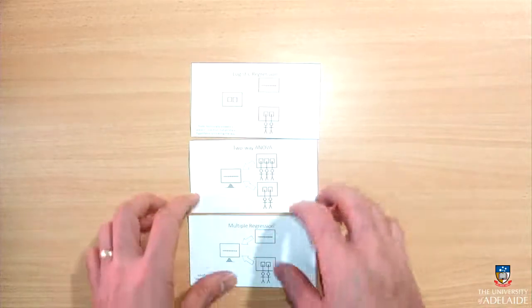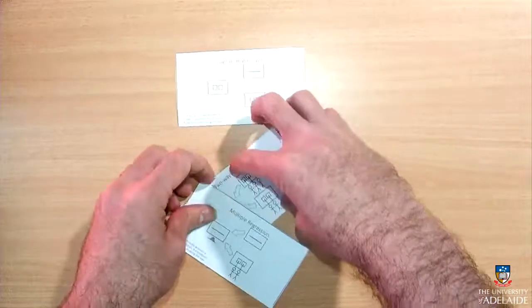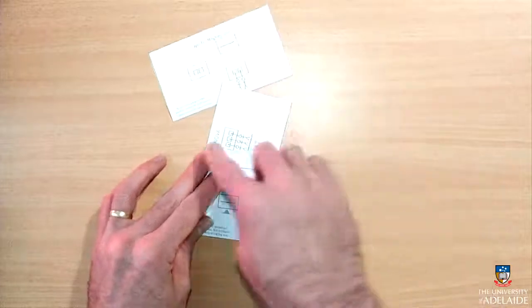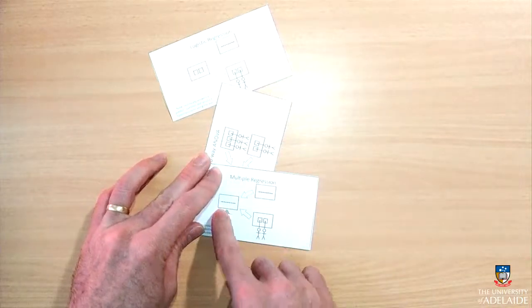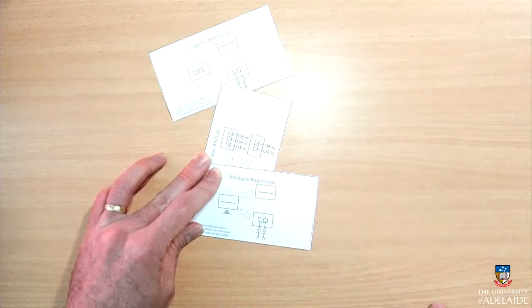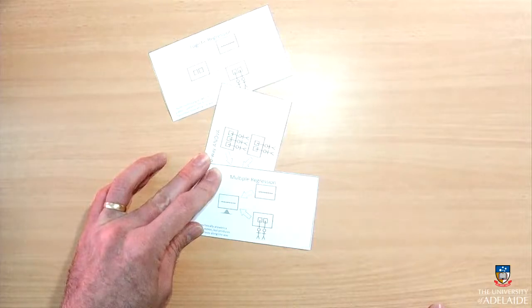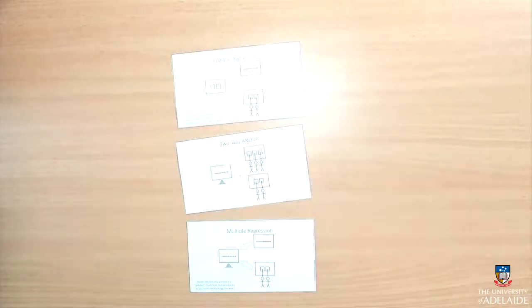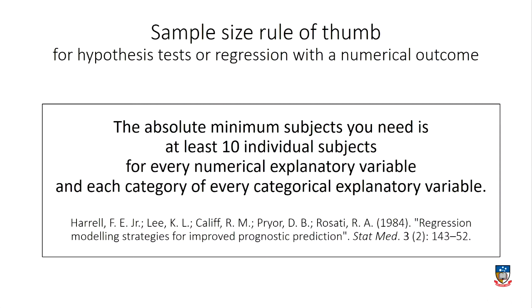And if I had something more like this, where there were lots of variables affecting an outcome, I'd need 1, 2, 3, 4, 5, 6, 7, 8, 80 participants at least in order to do this regression. Okay.